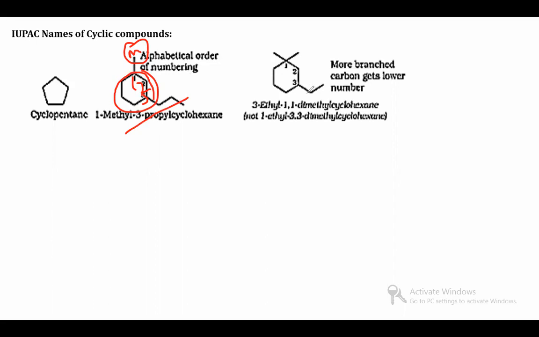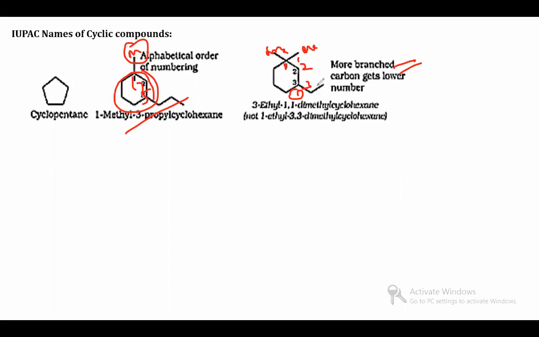So if it is attached to an ethyl group, and this one methyl and methyl group, here a methyl group and here a methyl group, the more number of branch chains should get the lower number. So this should be 1, not this one. Even though it is ethyl in alphabetical order, more branching is here, so give number 1 to this one, 1, 2, 3, 1, 1. So 1, 1 dimethyl cyclohexane.